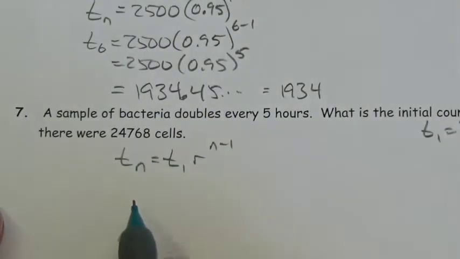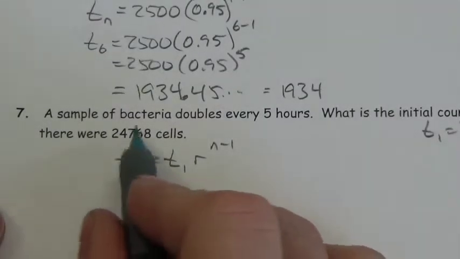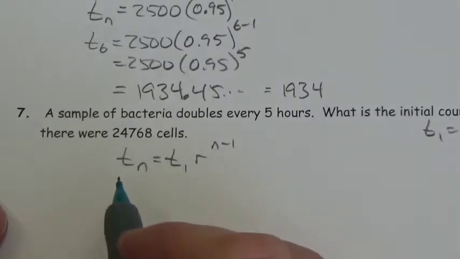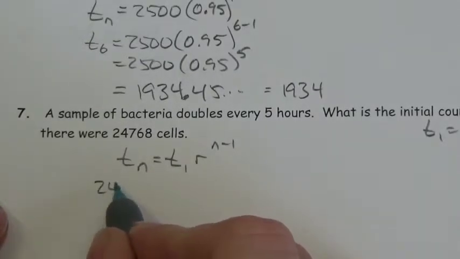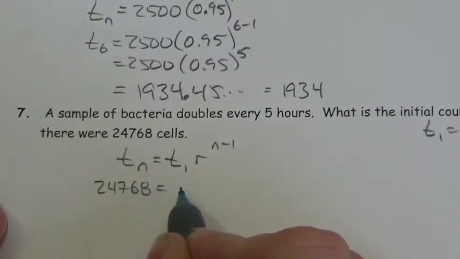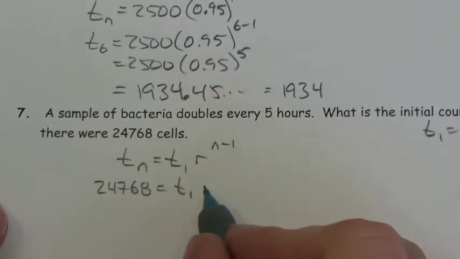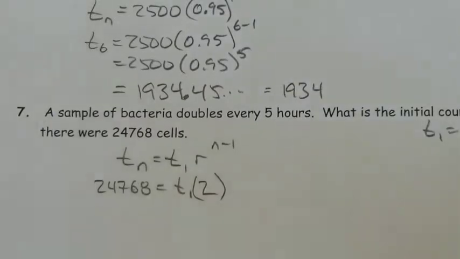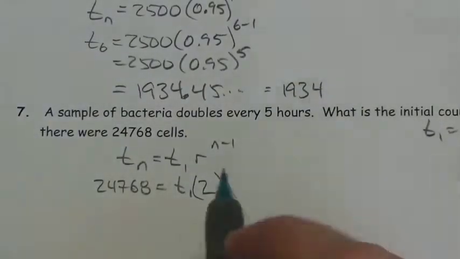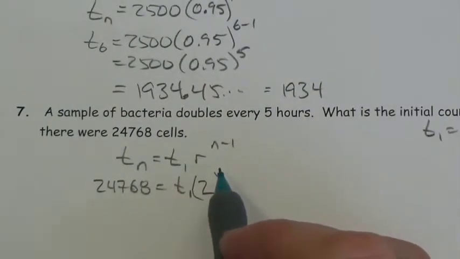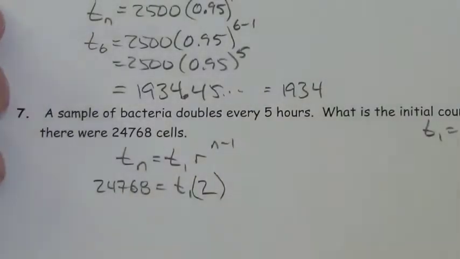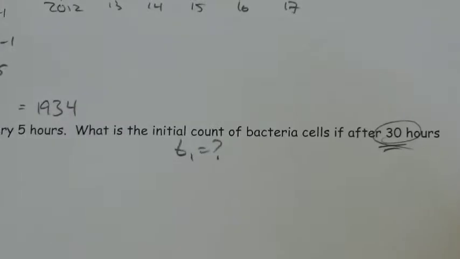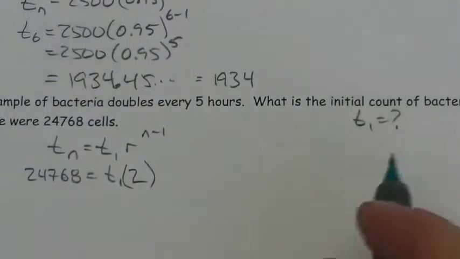So, well, we know that we've got this 24,768. That is where we're going to end up. Now, we're looking for where we started. That's my T1 here. I also know that I'm doubling. The question is, what's the exponent? What's the n? Now, we are told that we're waiting 30 hours, but that's not n. n is not 30, okay?